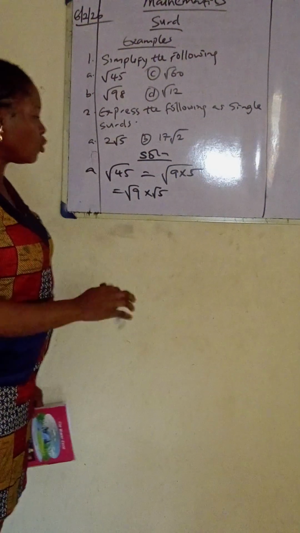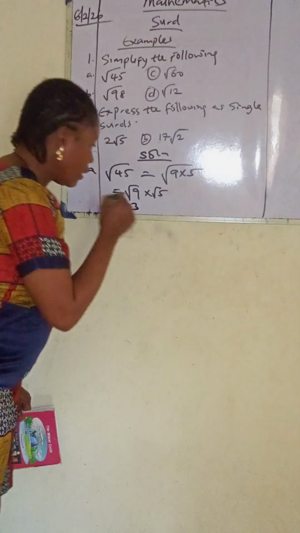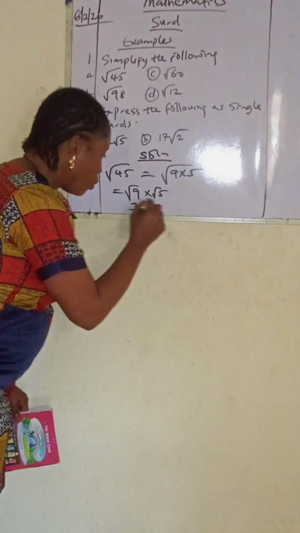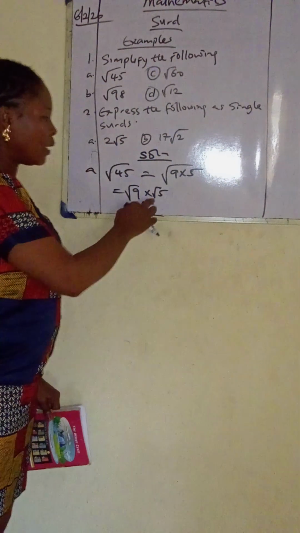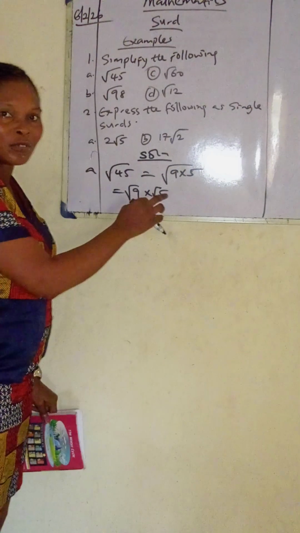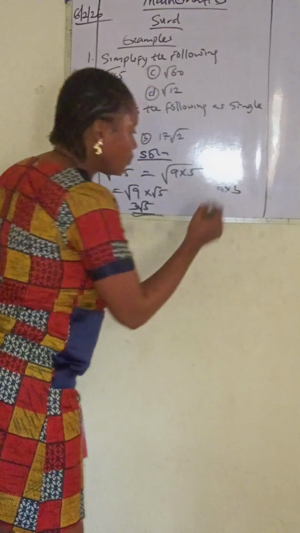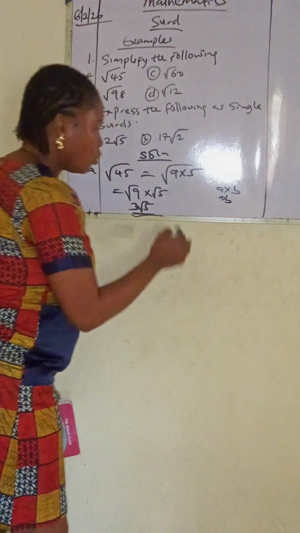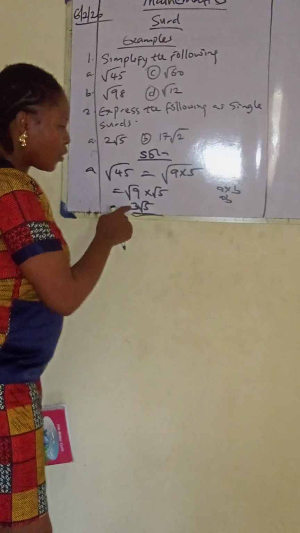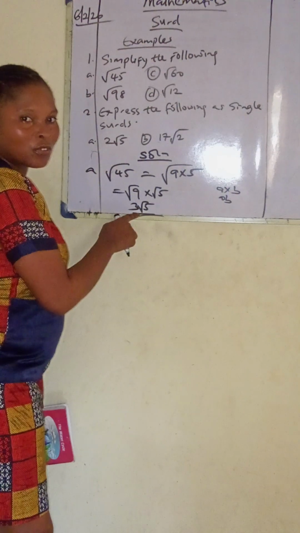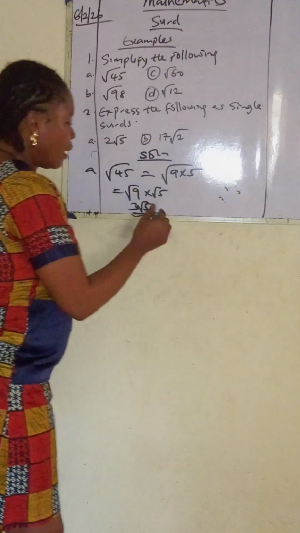When you have done this, the next thing is to look for the square root of the first number. The square root of 9 will give us 3, times root 5. So our answer here is 3 root 5. You bring out the square root of the first number, then add the second number that does not have a square root. Just like when you say a times b, it will give us ab. That is the same thing that applies here. 9 gives us 3, then bring your root 5 together with your 3. So that gives us 3 root 5. This is our answer.